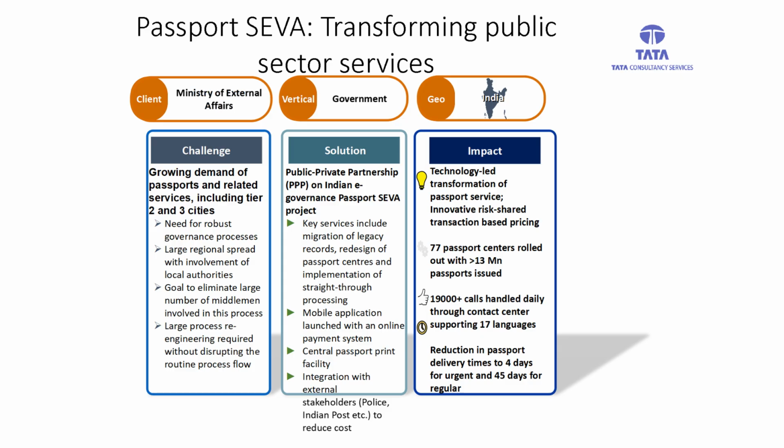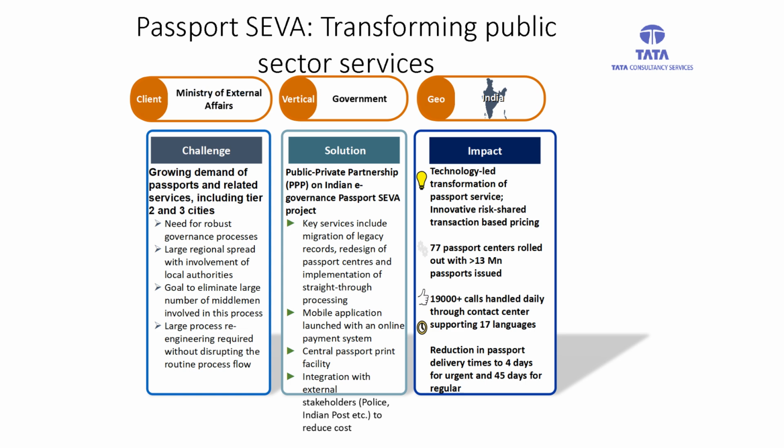And what was the solution that came out? That public-private partnership on Indian e-government, the Passport Seva project, had come up. They have tied up with the Tata Consultancy Services, and then key services include migration of legacy records, redesign of passport centers, and implementation of straight-through processing, mobile application launched with an online payment system, central passport print facility integration with external stakeholders, police, Indian Post, and others.